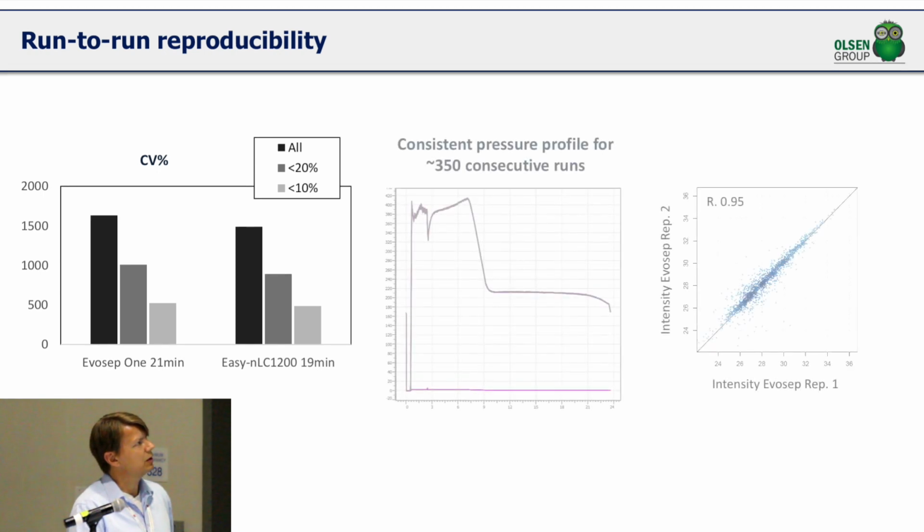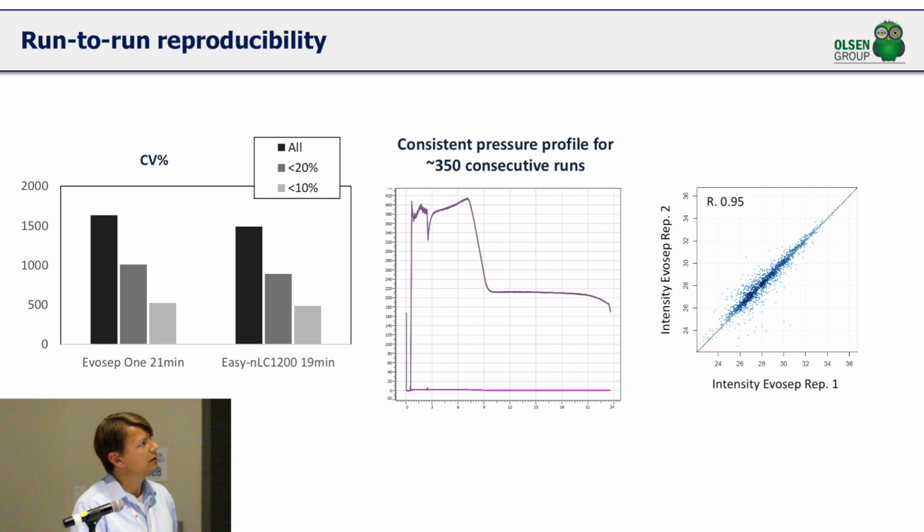We can see that we have very consistent pressure profiles. This is an overlay of 350 consecutive runs, and you can see we have exactly the same profiles of the systems, and we typically have very good correlation between the intensities from run to run. So this is exactly what we need in our everyday work.